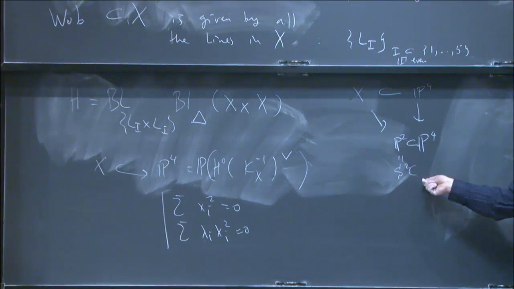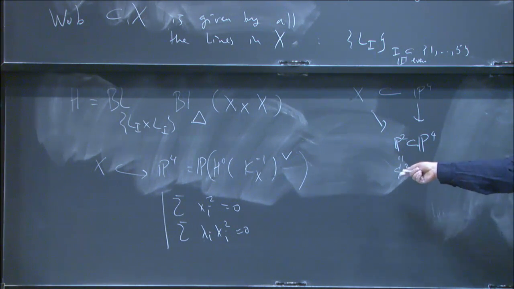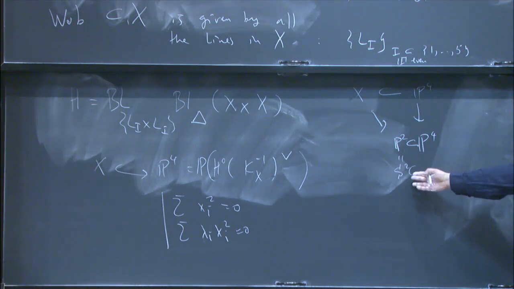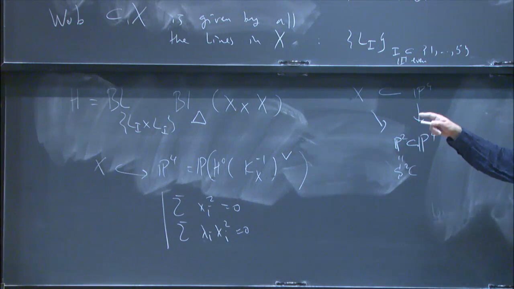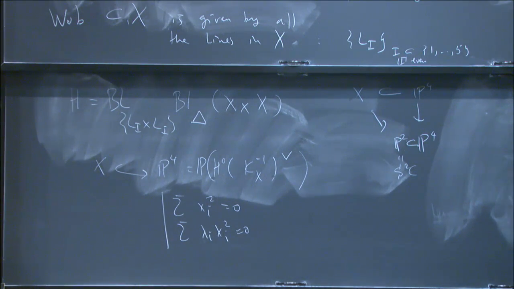Yeah, a 16 sheeted cover of P2 branched at 16 lines. So, well, not 16 lines. I mean, there is the configuration of, whatever, 10 plus 1, 11 lines. There is the conic, and then there are the lines that are passing through the pairs of points. So if you take the cover which is branched at all those, then this is X. It's an iterated cover, but it's really a Z-mod 2 to the 16 cover.